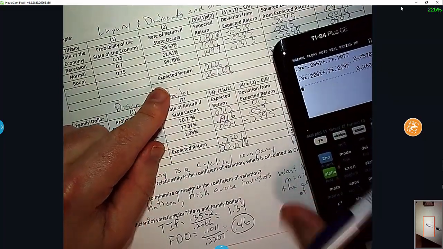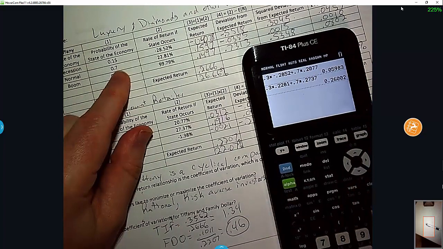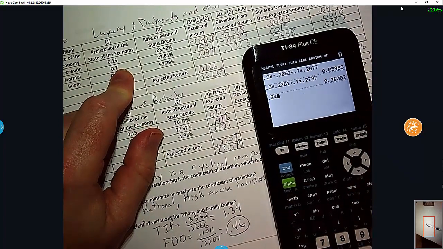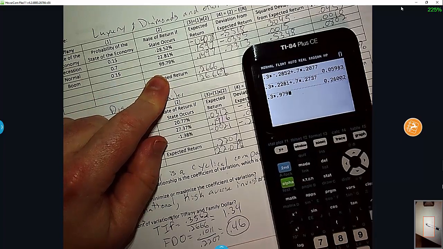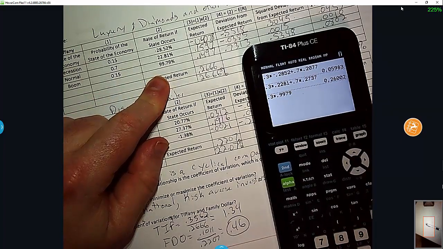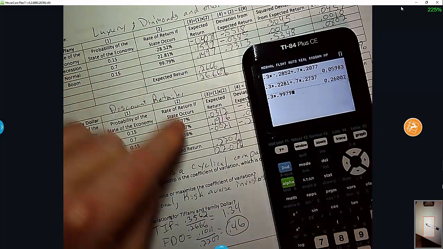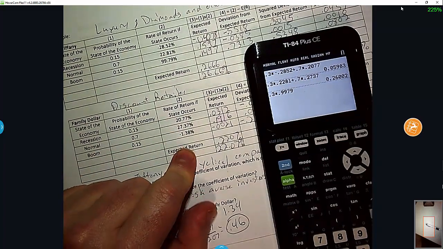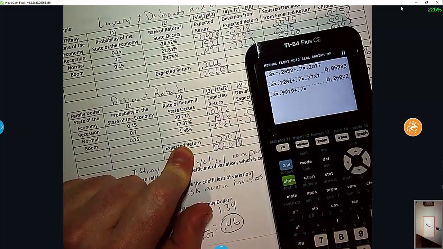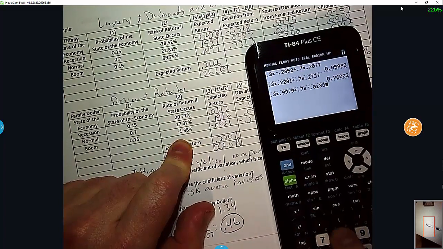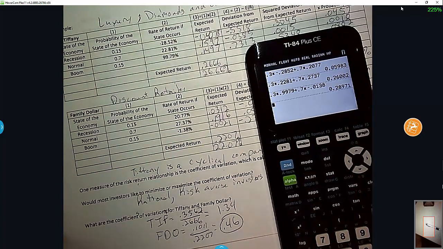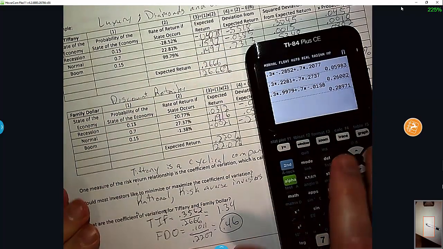And then finally, during the boom, this is where we had the big return for Tiffany and the low return for Family Dollar. My weight again in Tiffany is 30% multiplied by 0.9979. So 0.3 multiplied by 0.9979. I'm putting 30% of my money in Tiffany, 70% in Family Dollar, plus 0.7 multiplied by negative 0.0138. That gives me an expected return of 28.97% during that state of the economy.